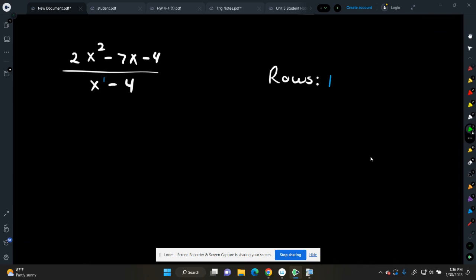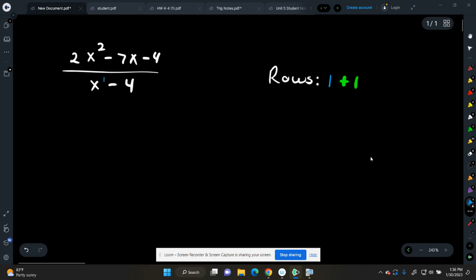Oh, okay. We're always going to add 1, right? So we take the highest exponent in the denominator, that's called the degree, and we add 1. So that means it's going to have 2 rows. The rows go left to right. Rows go like that. Okay? The columns go up and down. These are my columns.